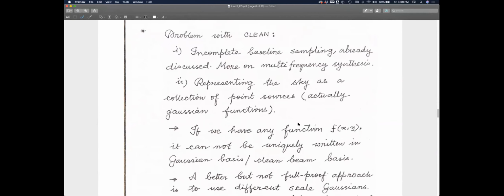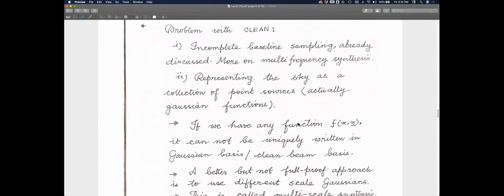So what I will talk about next are the problems of mostly the CLEAN algorithm. What we have already discussed is that we have an incomplete baseline coverage, so most of the places in this three-dimensional grid in the UVW are empty. That creates a problem that we have already discussed. Any deconvolution algorithm will have that problem, so does CLEAN. And we'll talk about multi-frequency synthesis, which Arnav showed you some pictures of, and the basic idea of that we'll talk about shortly.